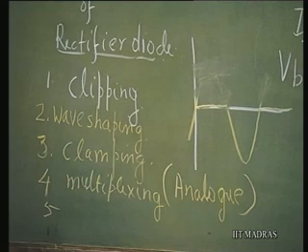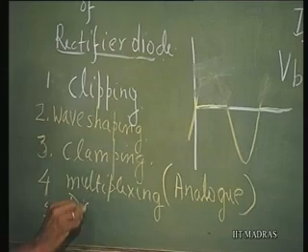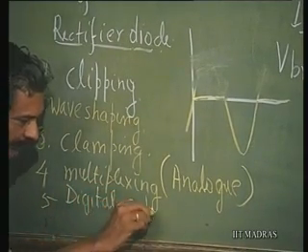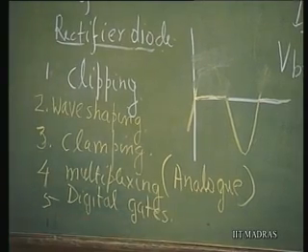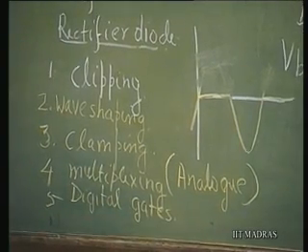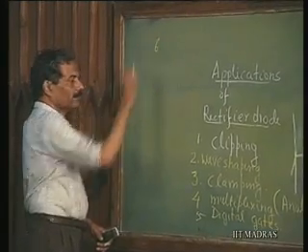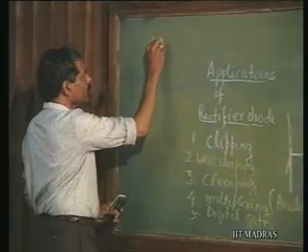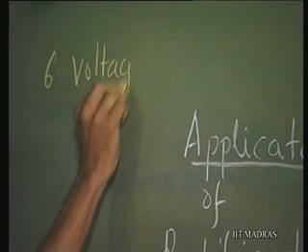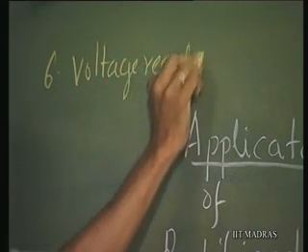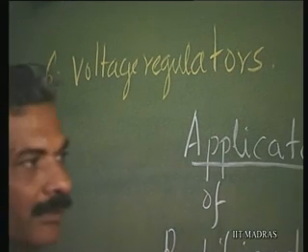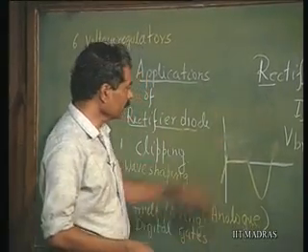Then of course, it is also used for digital application in what is called digital gates, logic gates, an important application of diode in digital gates. Then it is also used in the form of Zener diode. It is used for voltage regulators. So, these are the variety of applications in electronics for which this diode is going to be used.